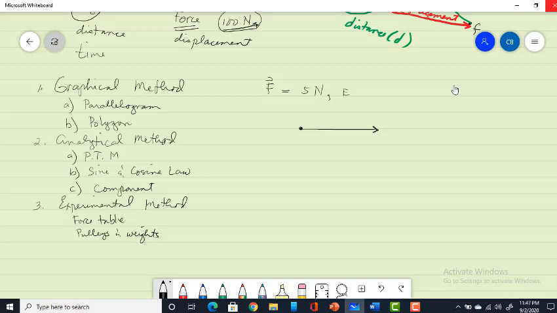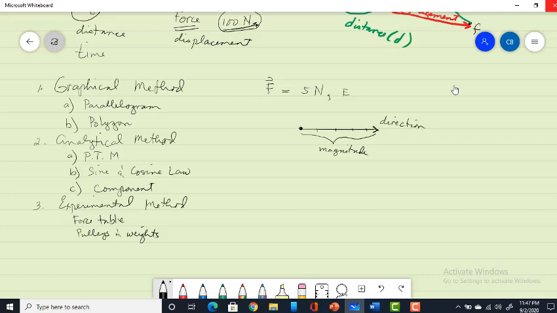If we are to use a scale, for example 5 newtons is equivalent to 1 centimeter. So how many centimeters? 5 centimeters. So 1, 2, 3, 4, 5. This 5 centimeters, the length of the arrow, represents the magnitude of the vector. And this head represents the direction.